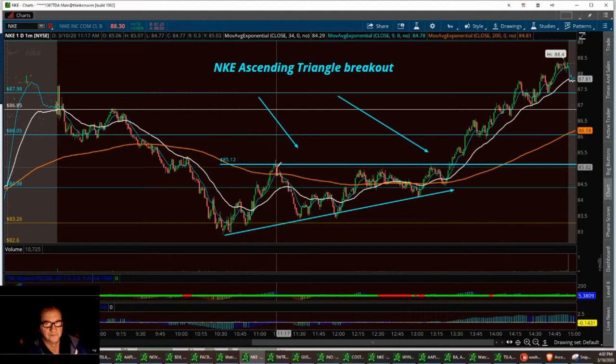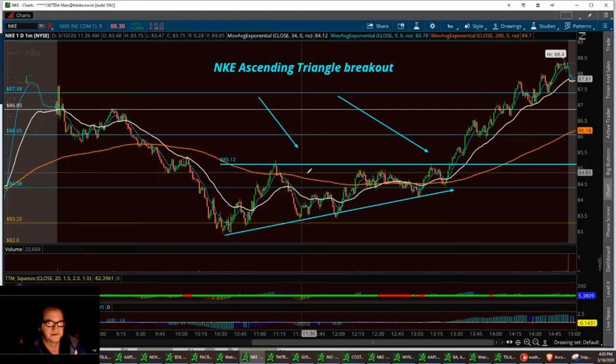I alerted the room when we hit this first high. I said, if we pull back and get back up in here and I start seeing an ascending triangle forming with lower highs, we could have a nice little breakout. It always depends on market conditions, so always keep that in mind. I was definitely calling a bullish day today from yesterday's big sell-off, and it's exactly what we had.